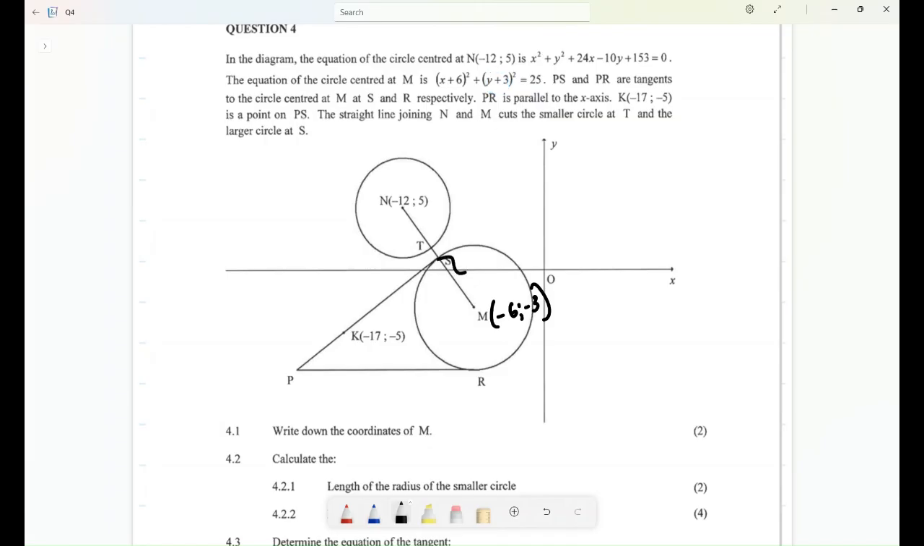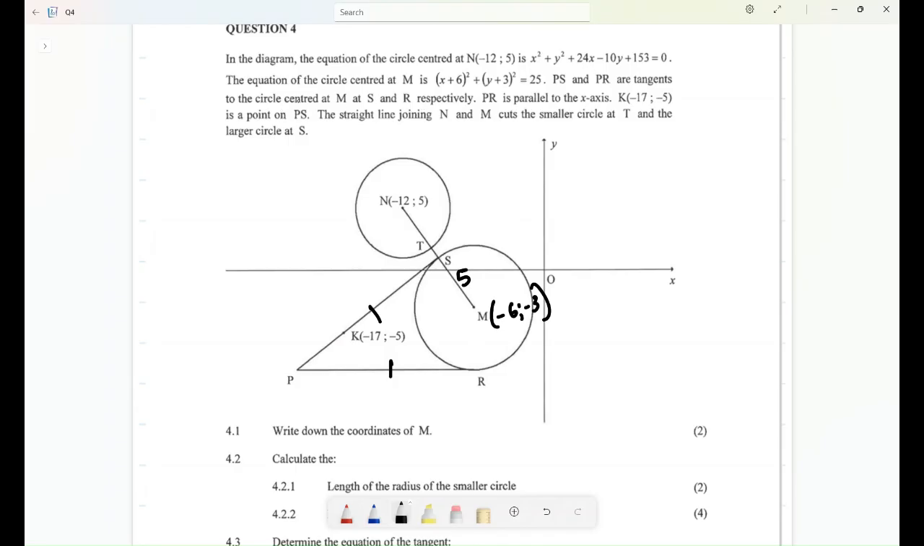So our radius SM here is going to be 5 units, because now it is in the standard form. I can just square root this and get r. Remember, this is r squared. PS and PR are tangent to the circle at S and R, okay? So it means if they are tangent, remember tangents from a common point.